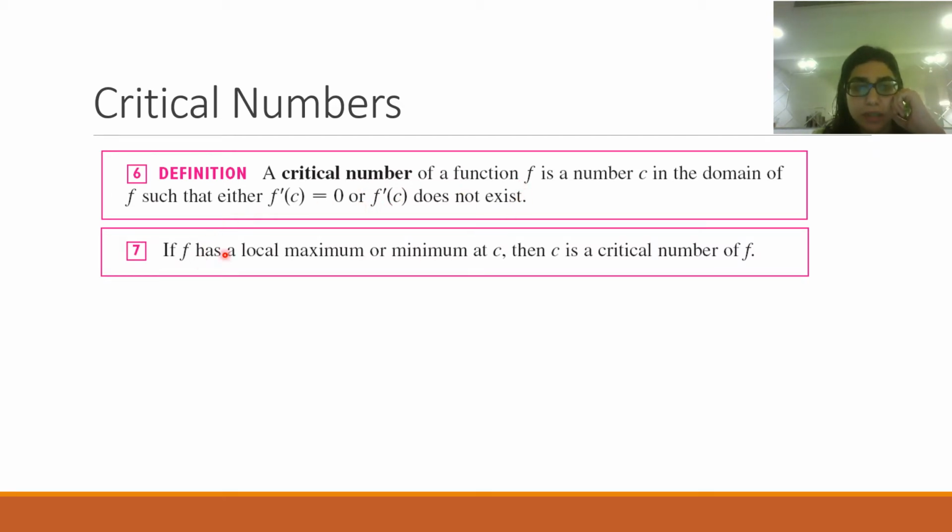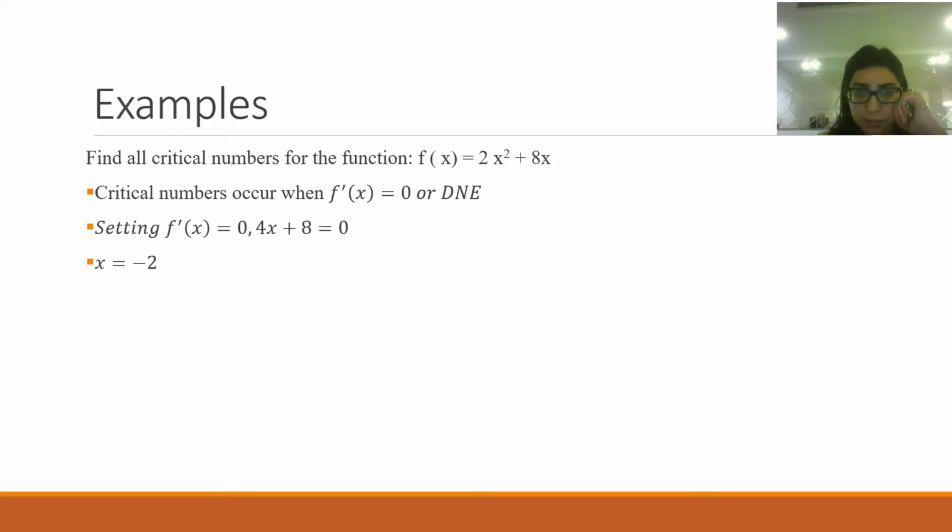And if the function has a local max or local minimum at a certain point, for example c, then this point is a critical number of the function. All right, let's find our first example. Find all the critical numbers of this function, 2x squared plus 8x.